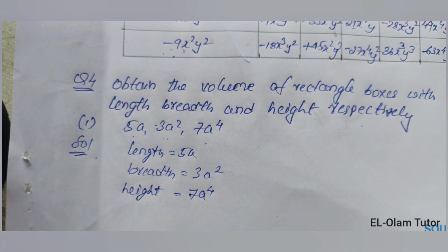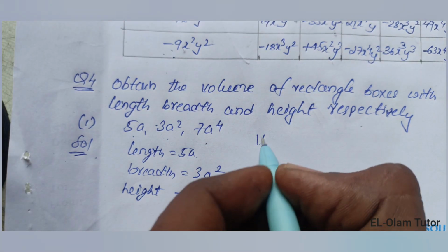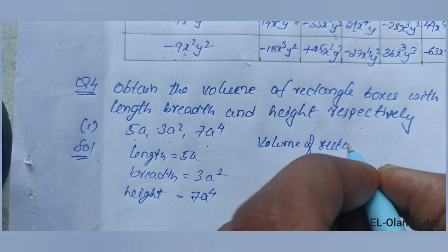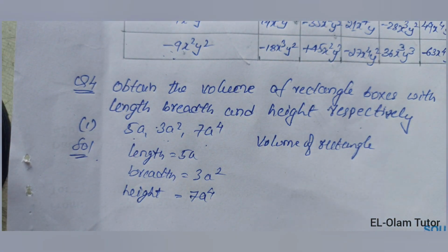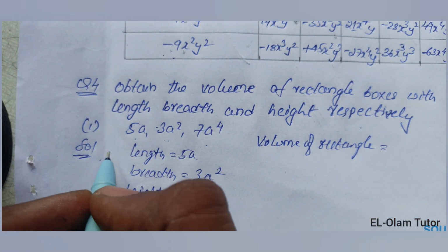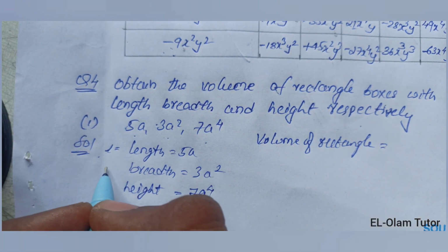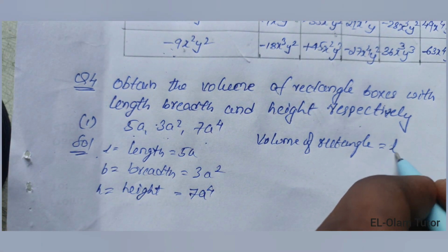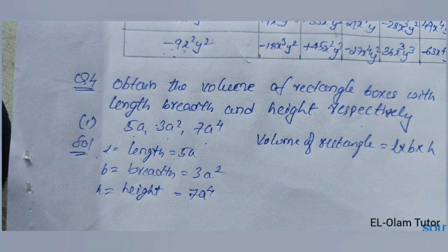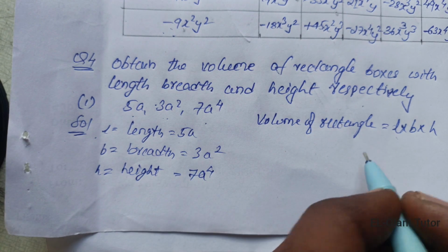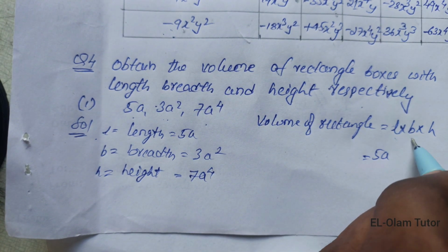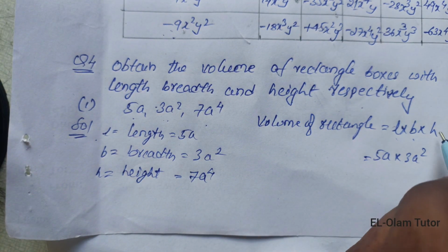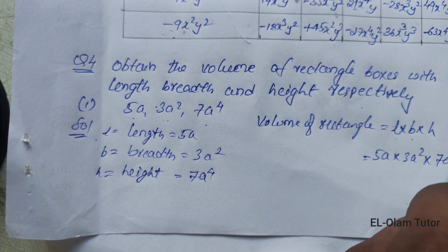Now we know that volume of a rectangle is equal to, so length we represent with L, breadth we represent with B and height we represent with H. So length into breadth into height. So what is the value of L? 5a. Let's substitute here. What is the value of breadth? 3a square. What is the value of H? Height, that is 7a raised to 4.